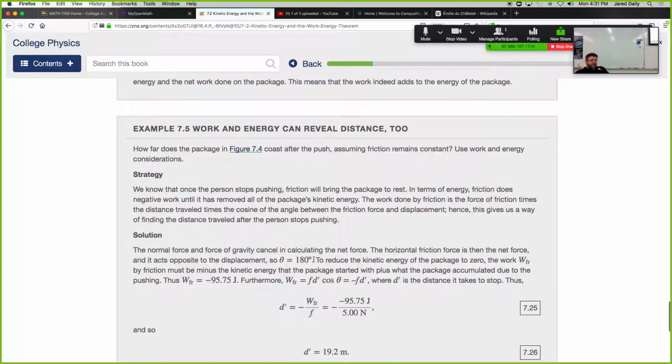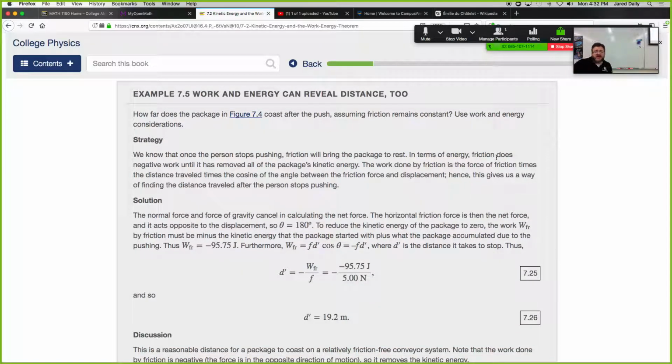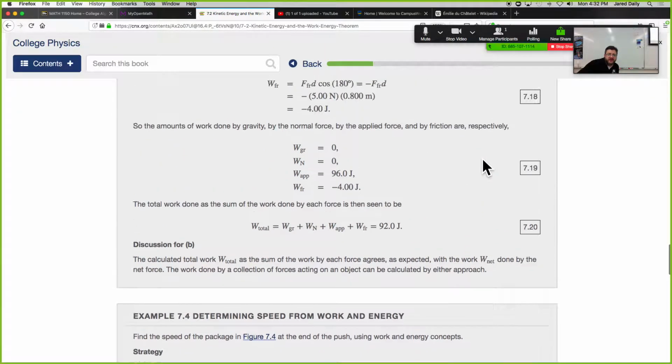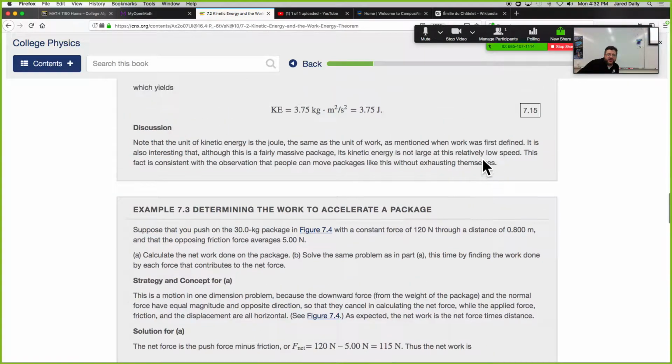You can also figure out how far it was pushed, because once you know all the work that's been done, and you know the force that's causing that work to be done, then you can figure out how far it's going to go. In this case, they want to know how far the package coasts after the push. So we know how much work or how much energy is in the package. So right here, how much kinetic energy.